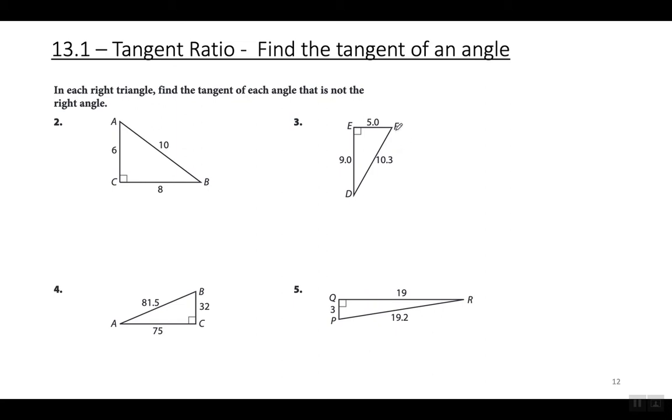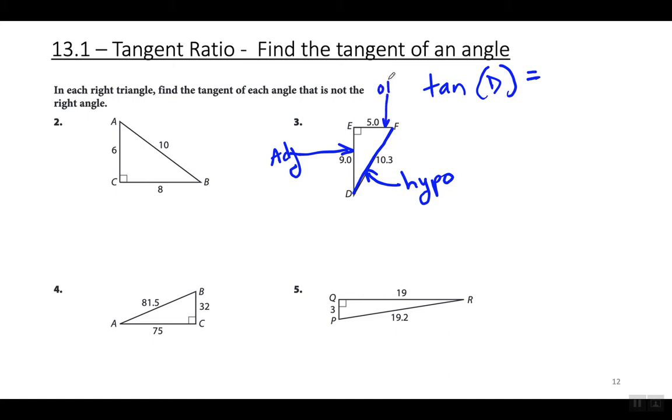For number 3, let's find the tangent of angle D first. So if you look at this triangle, this is the hypotenuse, because it's directly opposite the right angle. So that means that this would be the adjacent, and this would be the opposite side. So tangent is always opposite divided by adjacent. So in this case, it's going to be 5 divided by 9, which is going to give you approximately 0.56 if I round it to the nearest hundredth.